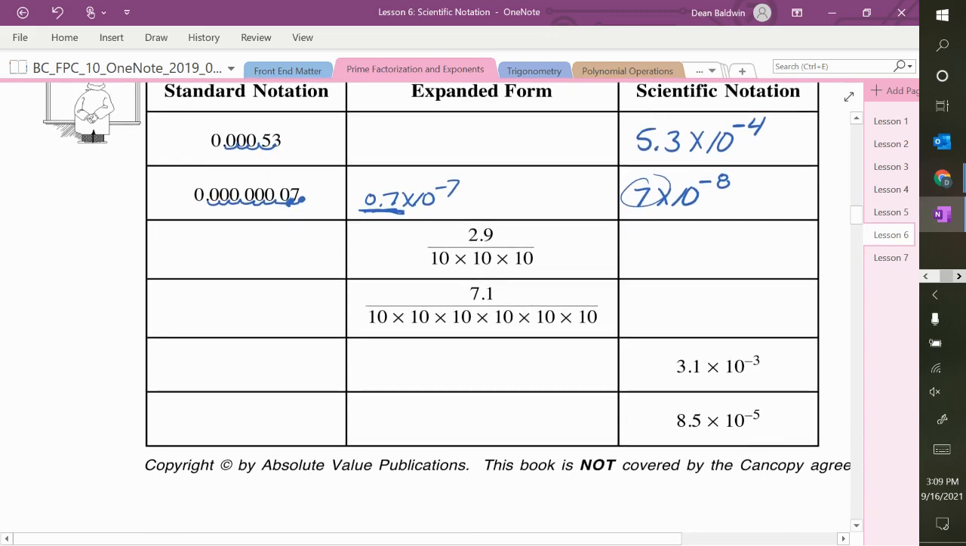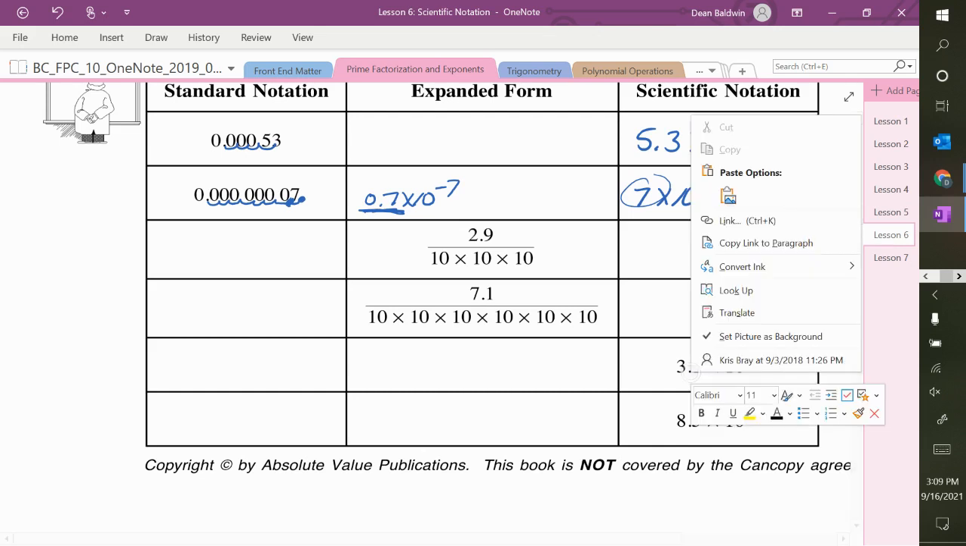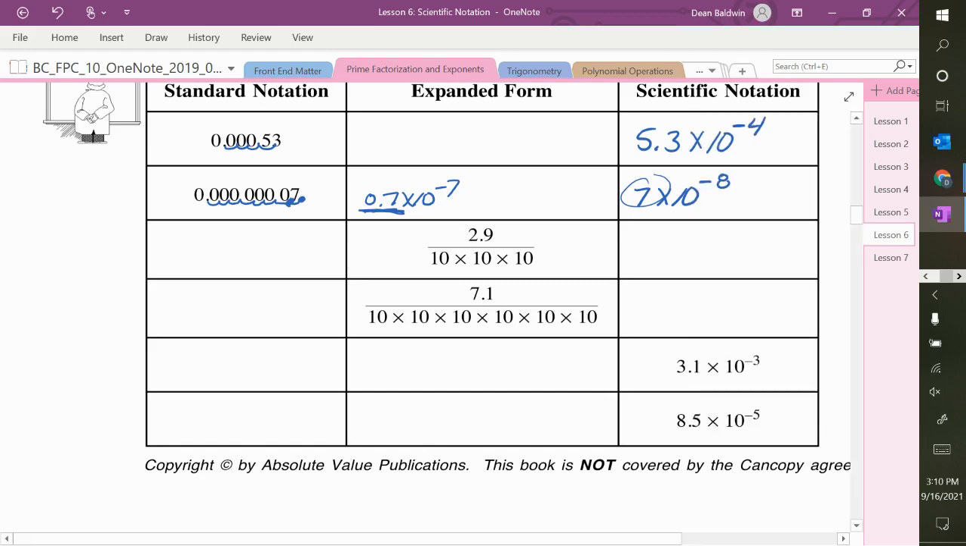All right, what about going the other way? 3.1 times 10 to the minus 3. How many spots am I moving the decimal? 3 times. Which way am I moving the decimal? You're going backwards or to the left, right? Because we know it's a small number. So we're going to take it here and go 1, 2, 3. Fill those in with zeros. Your decimal is there. So you can put the decimal. It's 0.0031. You don't have to put that 0 if you don't want to. All right? But that's where your decimal goes.